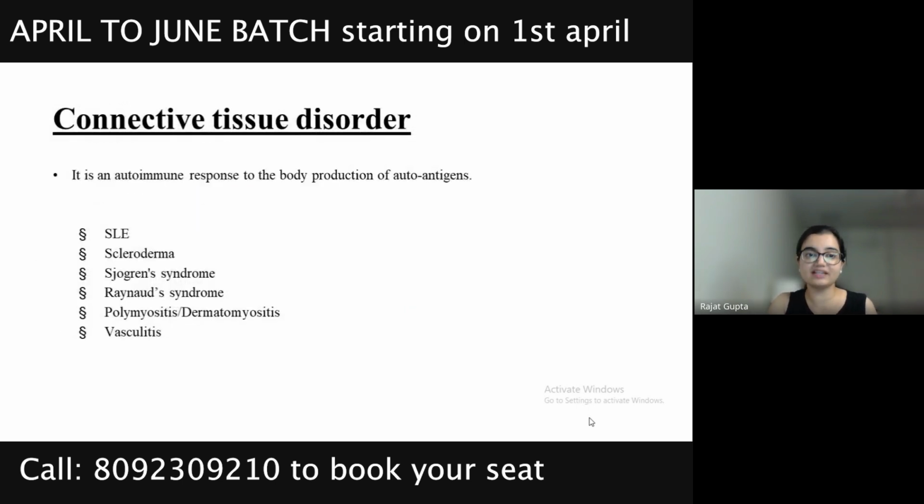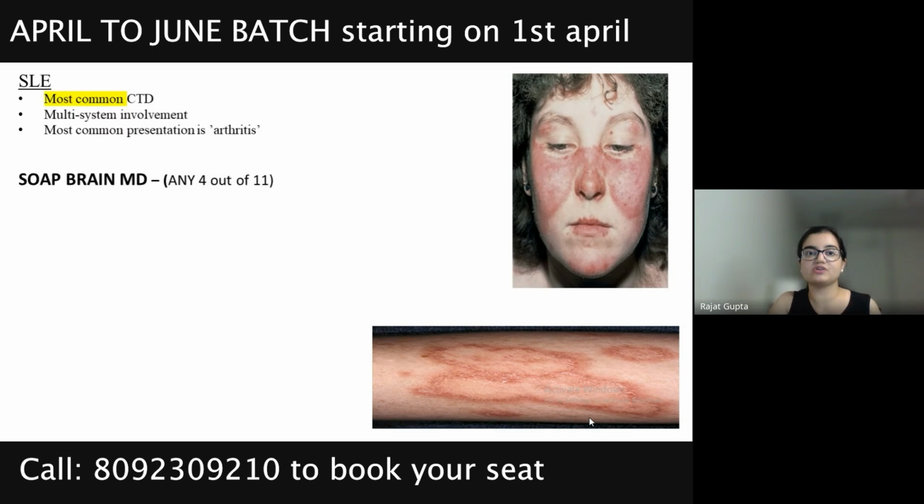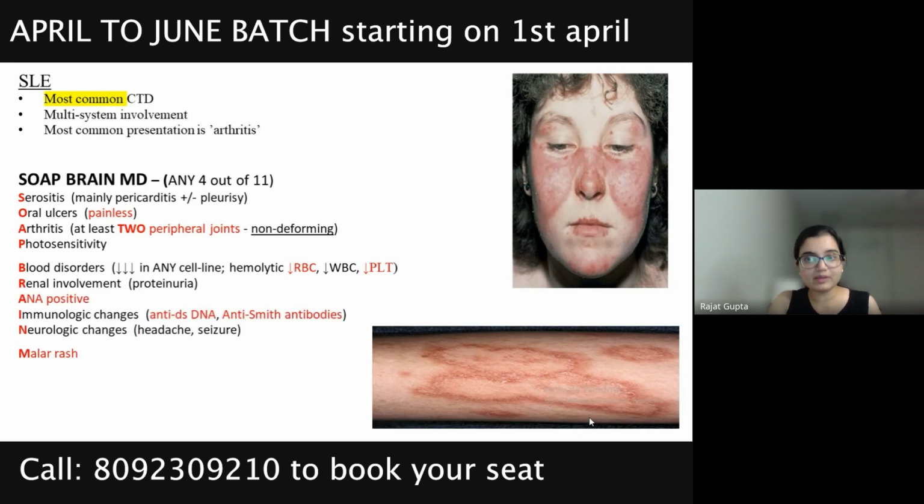Next. So connective tissue disorders. The first one we talked about was SLE. SLE, most common connective tissue disorder, affects a lot of organs. What are we going to remember? We're going to remember the malar rash, discoid rash, painless oral ulcers, serositis. We're going to remember kidney involvement, sometimes CNS involvement.